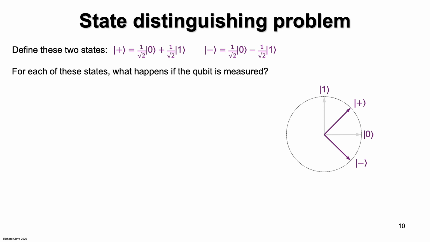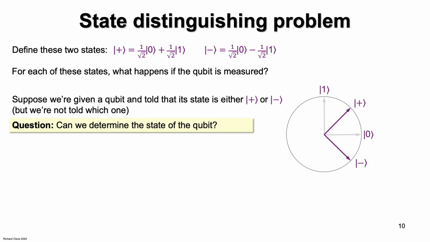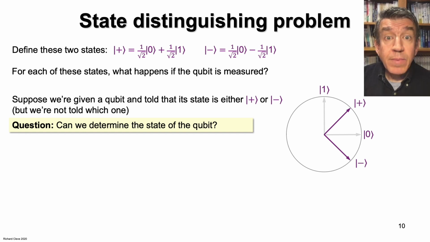Now, suppose that we're given a qubit whose state is promised to be either the plus state or the minus state, but we're not told which one. Is there a procedure for determining which one it is? If I were speaking to you in person, I would pause now and wait for an answer. What you might do now is pause the video to think about this a little. Or if this is obvious to you, then please feel free to keep going or to skip ahead.